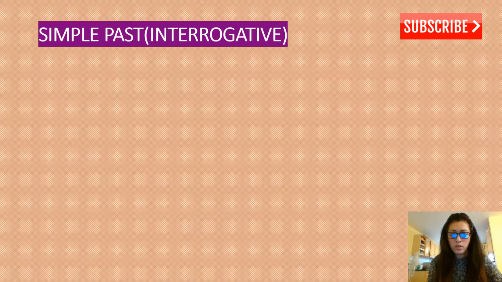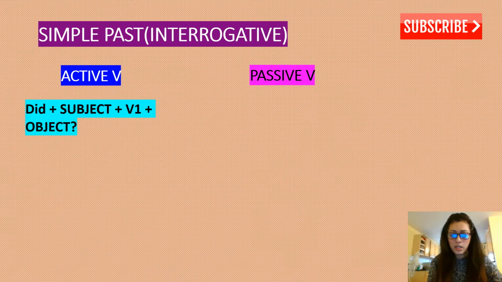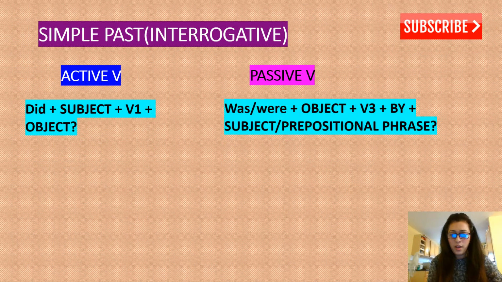Now moving on to the simple past interrogative, which is the question. The active voice will be did. So I will start my question with did, then the subject, then verb first form and the object with the question mark. And on the other hand, the passive voice will be was or were with object plus verb third form plus by plus the subject or prepositional phrase with a question mark.